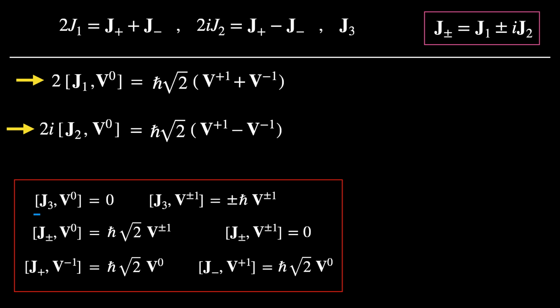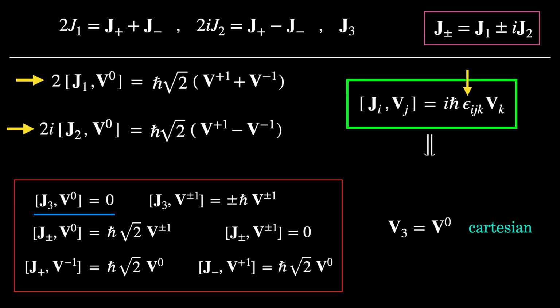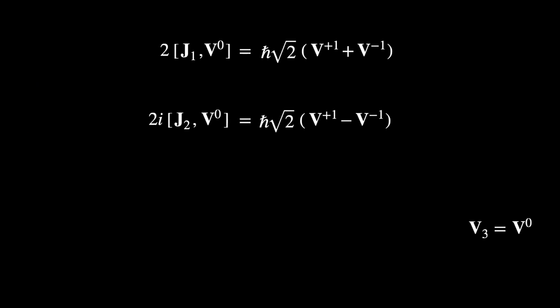Now look at this relation in the red box. If we identify V0 in the spherical basis as V3 in the Cartesian basis, this will exactly be equivalent to the Cartesian relation in the green box, since the epsilon symbol is 0 whenever any two of its indices are equal. This is our first result, which is rather trivial.